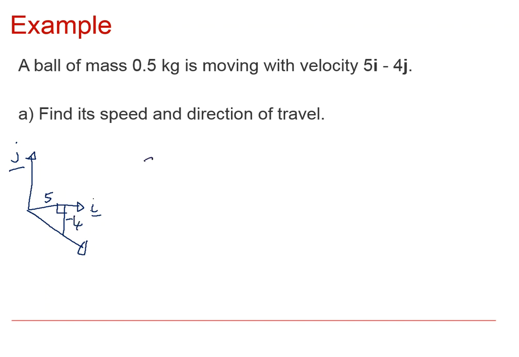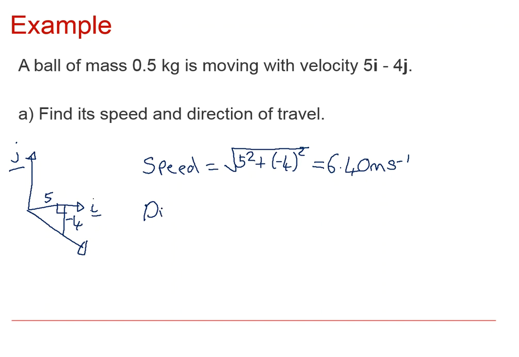the speed is just the magnitude of the vector. So it is 5 squared plus minus 4 squared. You could just write 4 squared there because obviously 4 squared and minus 4 squared are the same, because we're talking about the size of the vector. And we end up with a speed of 6.40 meters per second.